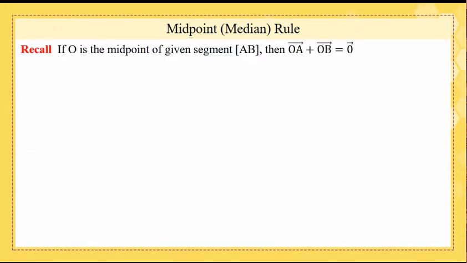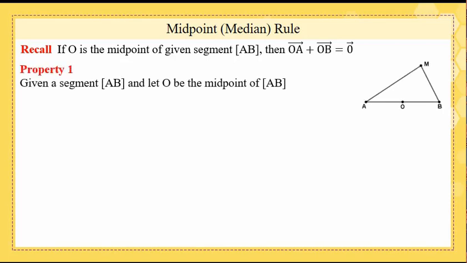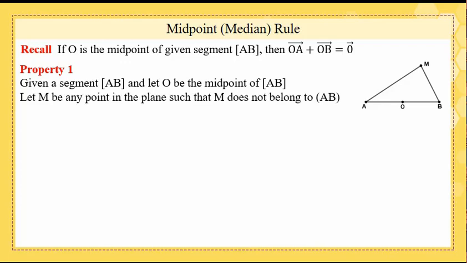Midpoint rule. We said before that if O is the midpoint of segment AB, then vector OA plus vector OB equals the zero vector, because vectors OA and OB are opposite vectors. Property: let AB be a segment with midpoint O, and M a point outside the line AB. Then A, M, and B are non-collinear points.